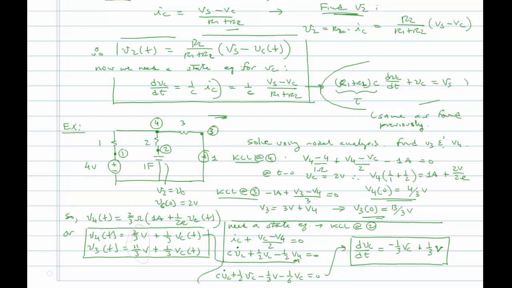So what we have now is we have solved for the two unknown node voltages, V3 and V4, and we expressed them in terms of our 1 amp source and our 4 volt source. That's what created these two terms here. And then we have an additional term that involves VC, and we have a state equation that expresses how VC changes with respect to time. Between those two, if we solve the state equation, we know how VC evolves in time. Then we can plug that into our two expressions for the node voltages V3 and V4, and we can describe how those voltages change in time.